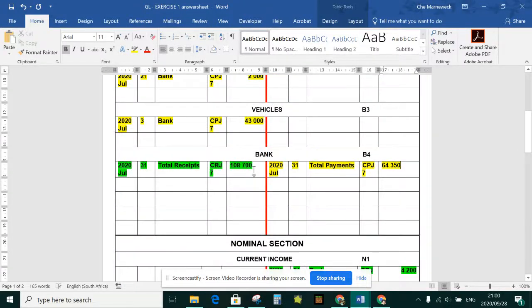Now, I have information on both sides of bank. I cannot total because those amounts are not the same. That's what I received. That's what I spent. I will need to work out how much money is left in my bank account at the end of the month. At the end of exercise 2, before we start exercise 3, we will look at how we balance bank. But for now, we are going to leave it like that. Okay, and that is exercise 1.